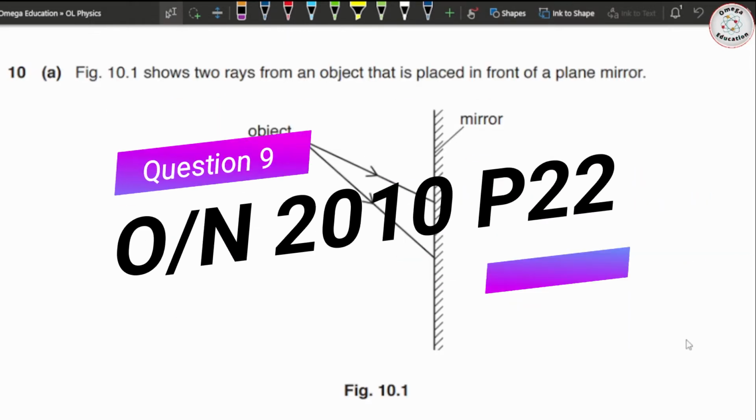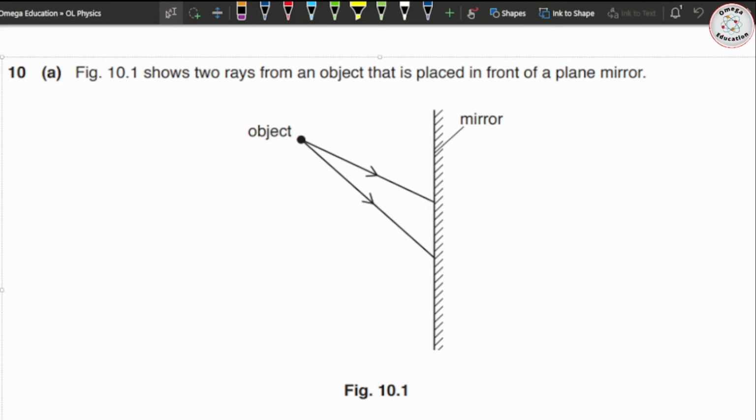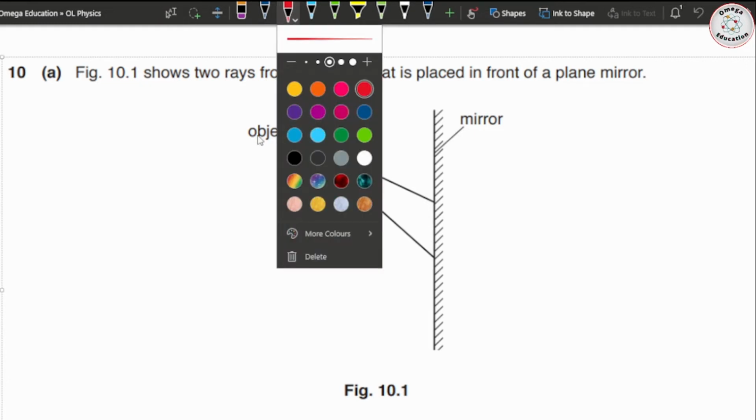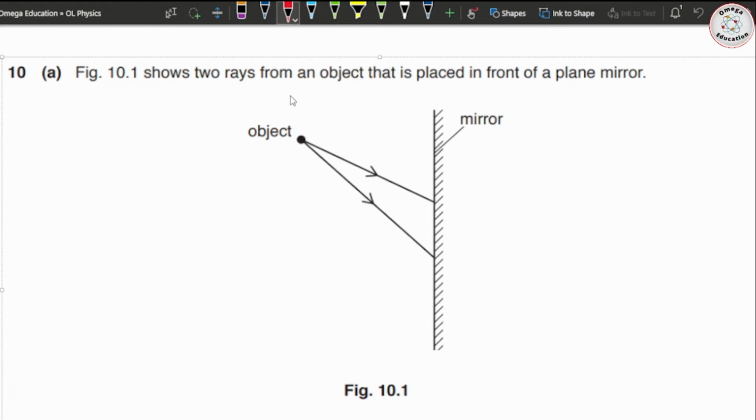All right, everyone, let's move on to the next question. That is also from the topic image diagram for a plane mirror. Figure 10.1 shows two rays from an object that is placed in front of the plane mirror. What you can see is the object is in the form of a dot, in the form of a point. We call it a point object.